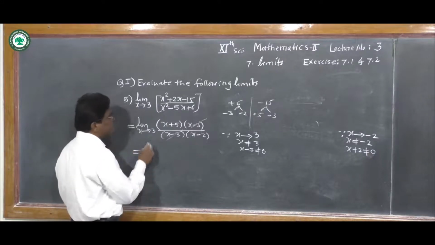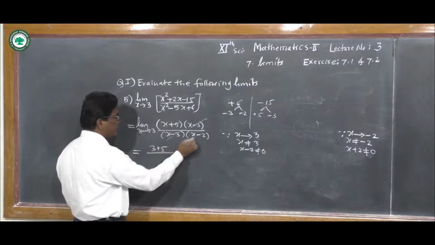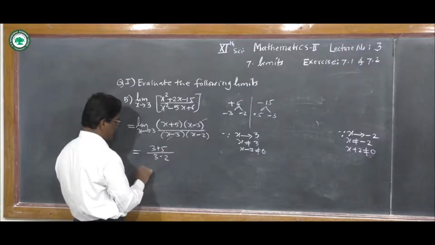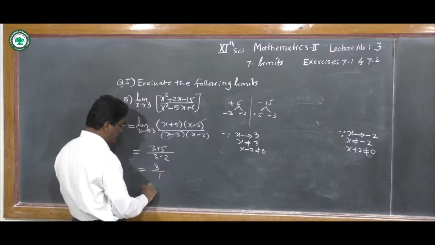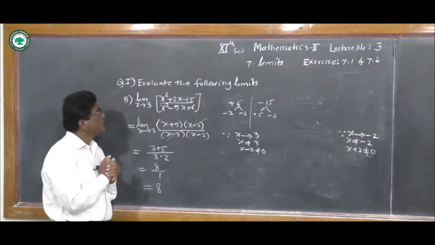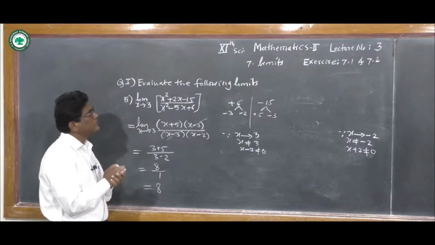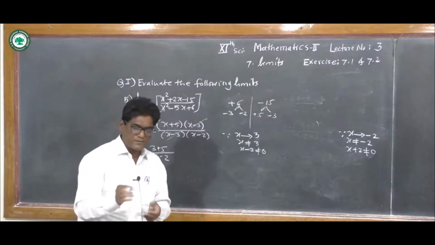So we get 3 plus 5 divided by 3 minus 2. 3 plus 5 is 8, divided by 3 minus 2, which is 1. 8 upon 1 is equal to 8. So this is the solution of the fifth problem. In this way we completed question number first of exercise 7.2. Now we start question number second.